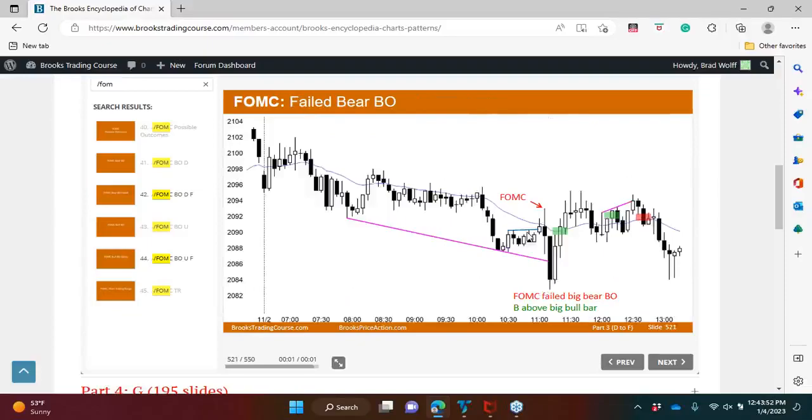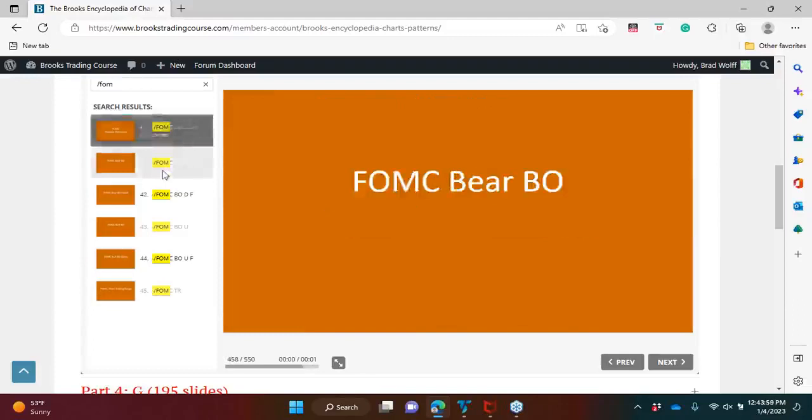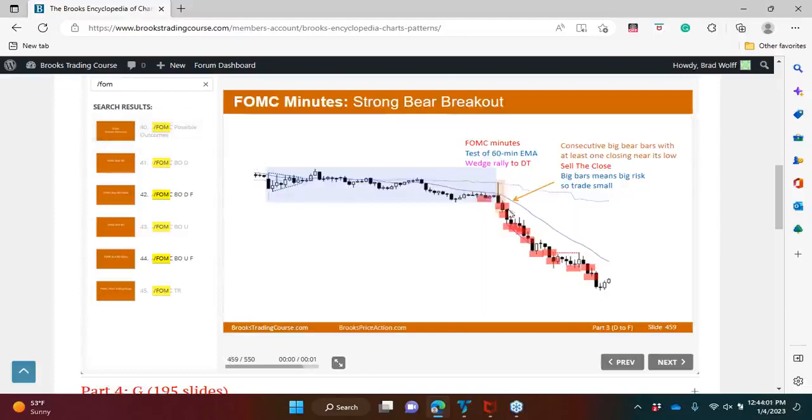So I would be careful. Big bear bar, big bull bar. Wait for the follow through bar. Notice these trend days. FOMC, we were selling in a bear trend. This happened earlier this last year. Downside breakout.